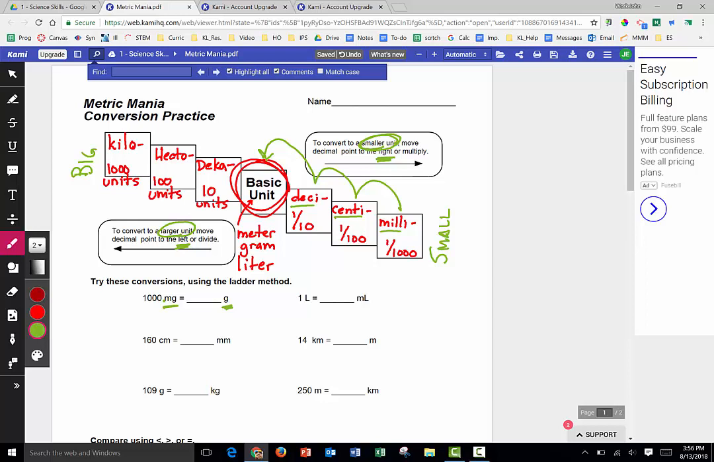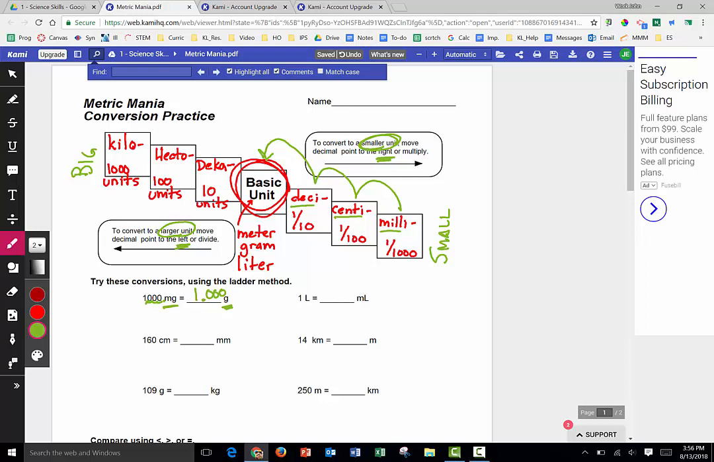If I move that decimal point 3 places to the left, 1, 2, 3, that puts it right between the 1 and the 0. And I would write that just as 1 gram, or I could write it as 1.000 grams. Later on in other science classes, you'll learn when those digits count and when you need to write them and when they're just placeholders. But the point is we need to move the decimal 3 places and we need to move it to the left.